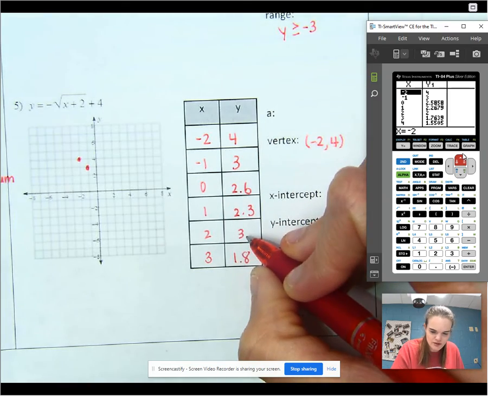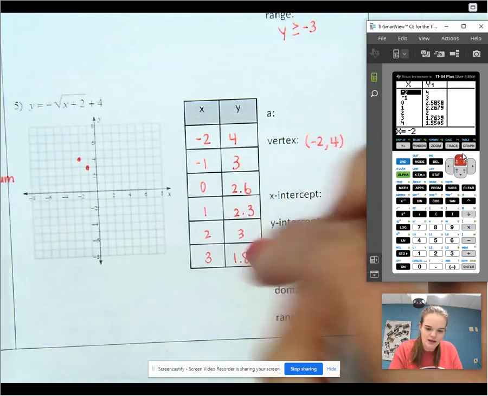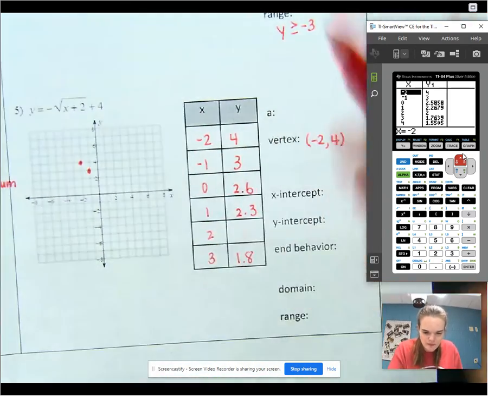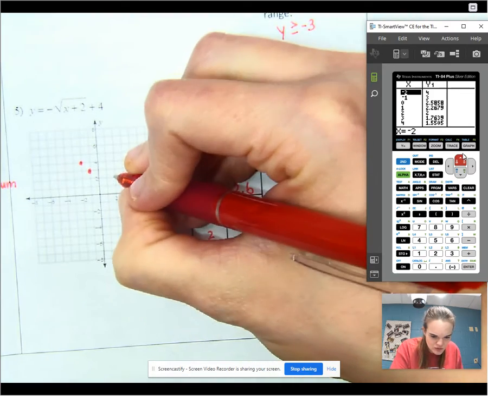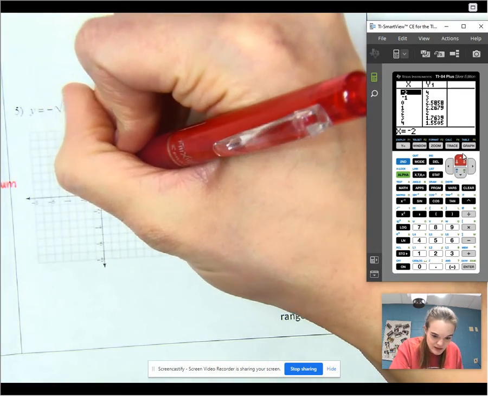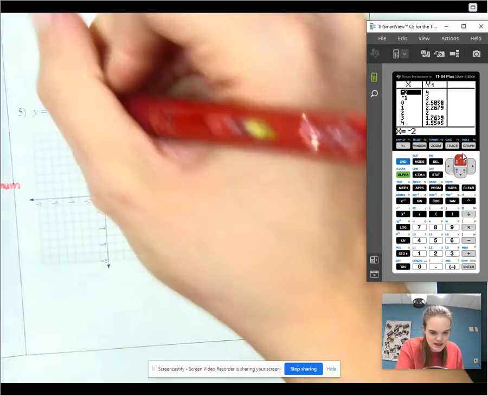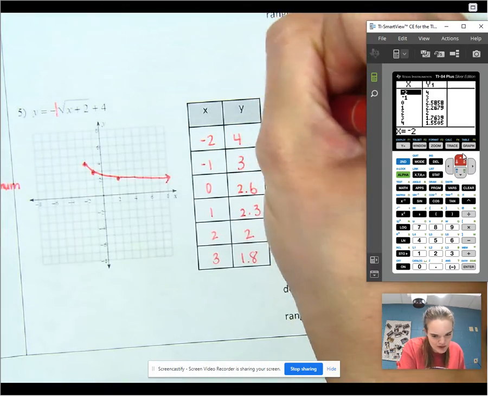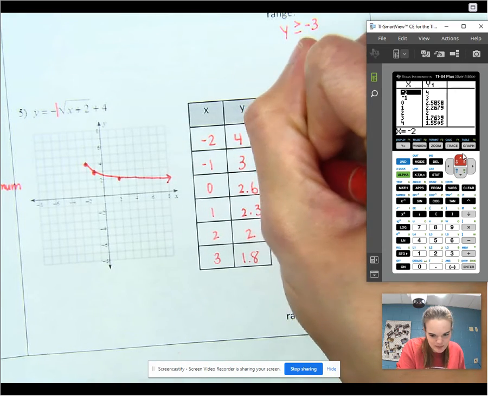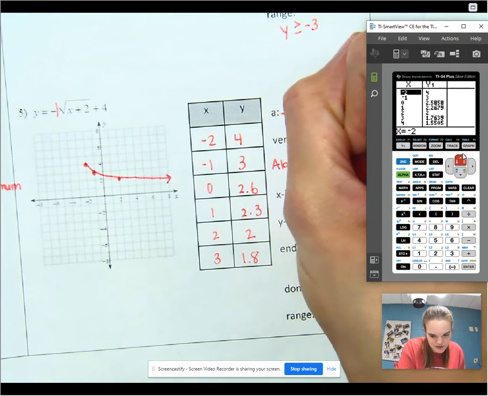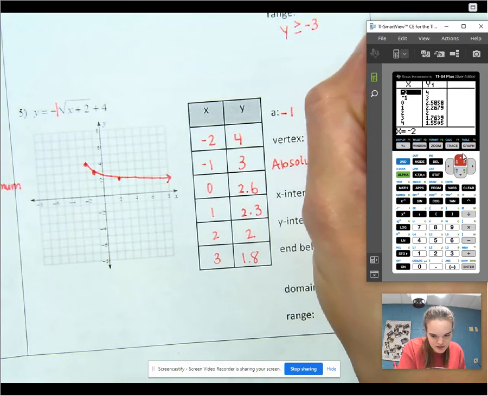Is that really 3? It's 2. I can't read, guys. 2, 2. All right, and so it's going down this time. All right, the A value is negative 1. That's why it's going down. That means it is an absolute maximum this time. This is the highest it can be.